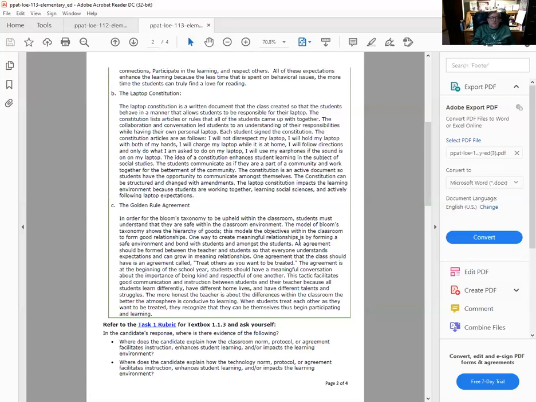The more honest the teacher is about the differences within the classroom, the better the atmosphere is conducive to learning. When students treat each other as they want to be treated, they recognize that they can be themselves, thus begin participating in learning. So the question was, based on what I read, how does the golden rule impact the learning environment? How does it facilitate instruction? And how does it enhance student learning?